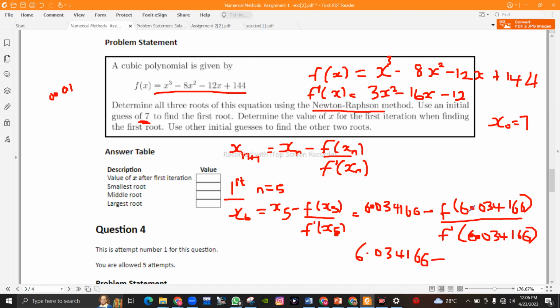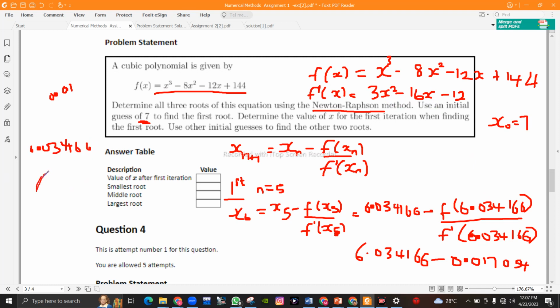If we calculate this, you're going to have 6.034166 minus, we press the calculator and you calculate, you're going to have 0.017054. Just be careful about pressing the calculator. You can put this inside the calculator and write equals to give you the answer. So write answer cubed minus 8 answer squared minus 12 times answer plus 144, immediately divided by 3 answer squared minus 16. Don't press equals all through. The first thing I'm going to do is press 6.034166 in your calculator and press equals to.